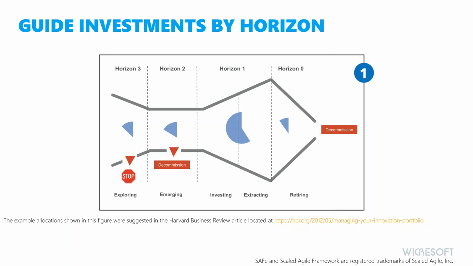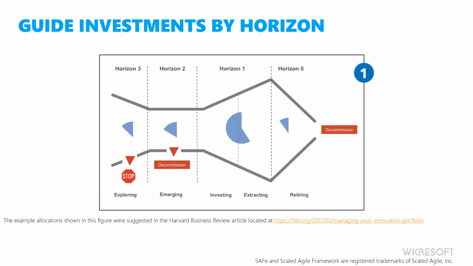Now, looking left to right, think of this as a sort of funnel. Looks a bit like a jet engine, doesn't it? In this example, we've got Horizon 3 is your pure innovation stuff, and then as we shift towards the right, we've got Horizon 2, where we're actually starting to invest a bit more in some of those innovative ideas, and they're being incubated.